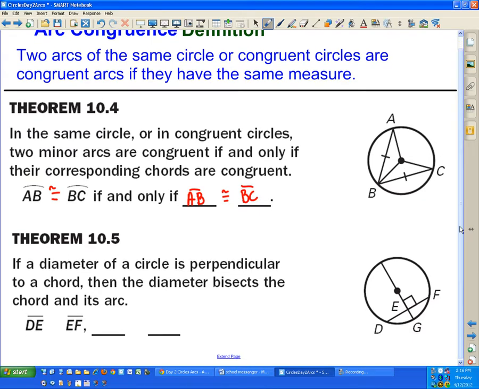So pause this if you need to copy it down. Then we have, if the diameter of a circle is perpendicular to a chord, then the diameter bisects the chord and its arc. So we would know that this diameter is perpendicular to the chord DF, so that means that segment DE is congruent to EF, and we also know that arc DG will be congruent to arc GF. We know that from this theorem. So please make sure you copy it down.